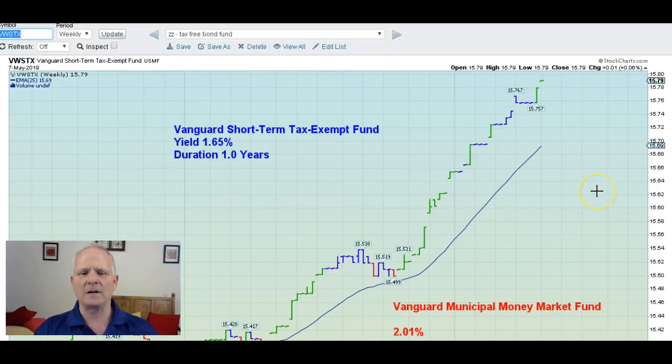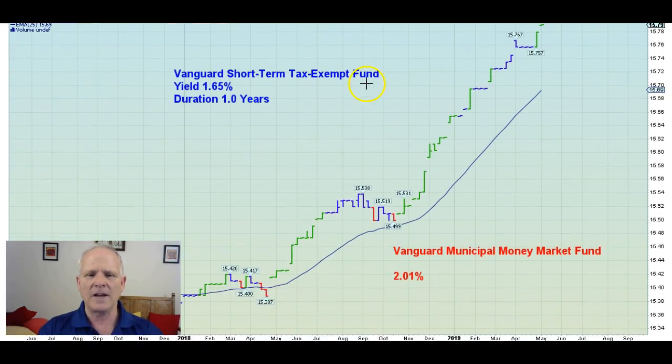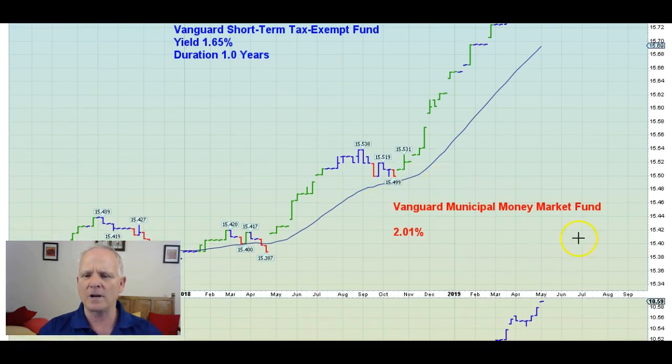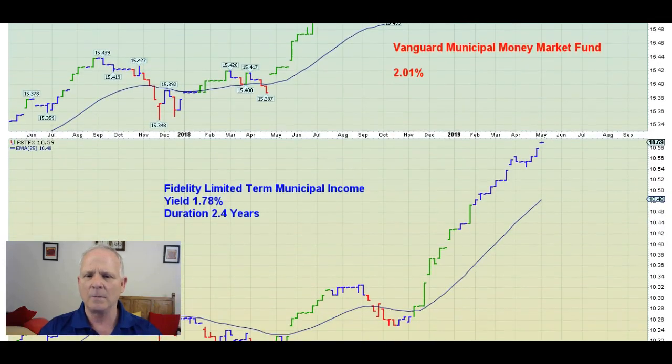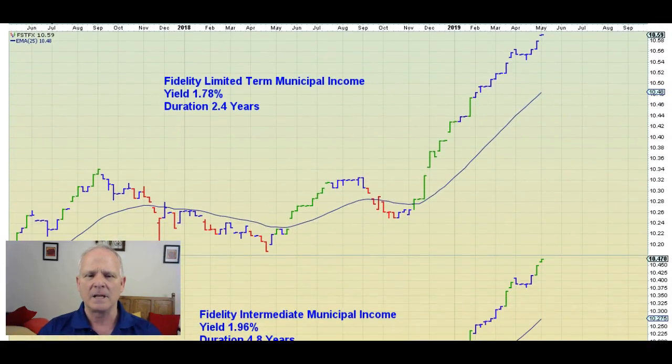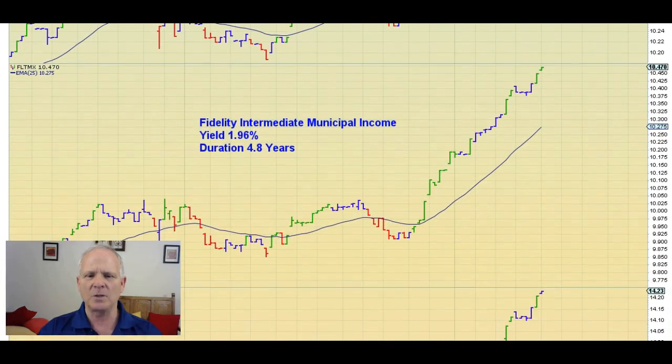Okay, so for those that want tax exempt income, here's the Vanguard Short-Term Tax Exempt Fund, 1.65. You can see here we've had some pretty good capital appreciation. For just parking money, Vanguard Municipal Money Market is an excellent money market that's tax exempt. Fidelity Long-Term Municipal Income, yield 1.78, duration 2.4. And then we have the intermediate municipal income by Fidelity, 1.96, 4.8.